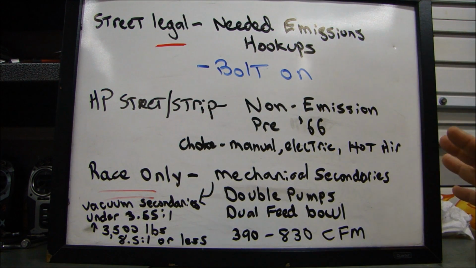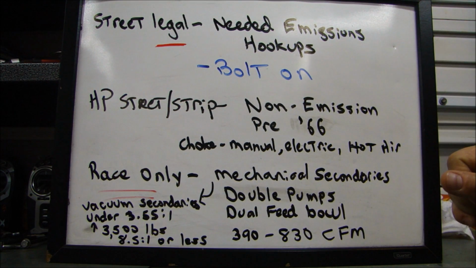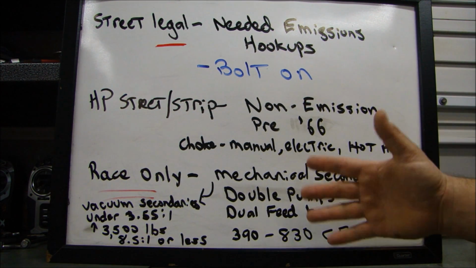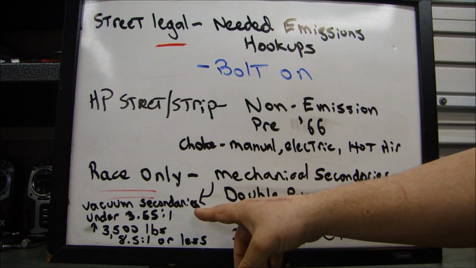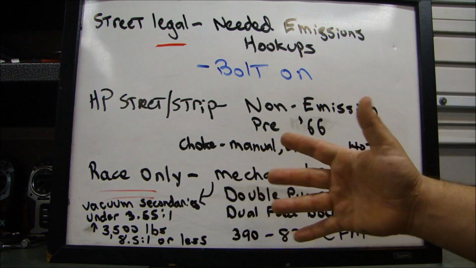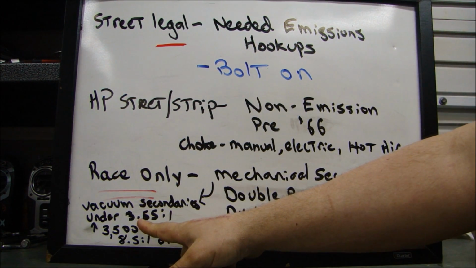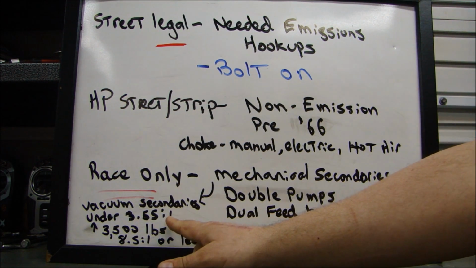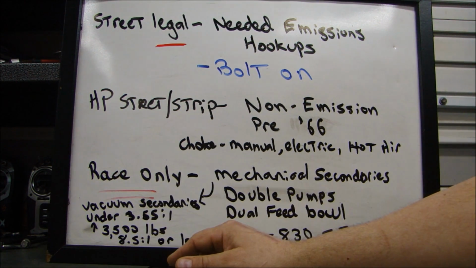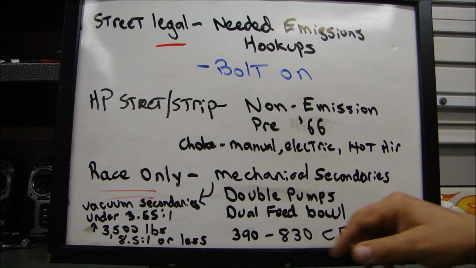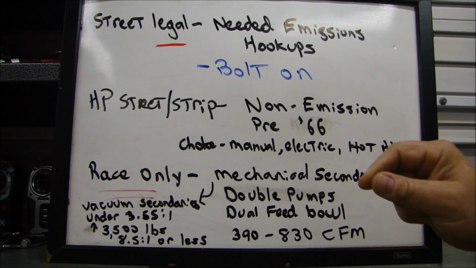Now, we talk about what kind of secondaries you want on your car, and there are a couple things you can consider. What kind of secondaries do you need? For higher performance racing and street strip, you're going to use mechanical secondaries. Basically, the general rules of thumb for vacuum secondaries: you're going to use those when you have a rear gear ratio of 3.55 to 1 or under. If the car weighs more than 3,500 pounds, you're going to want vacuum secondaries. And if your compression is 8.5 to 1 or less, choose a carburetor with vacuum secondaries.